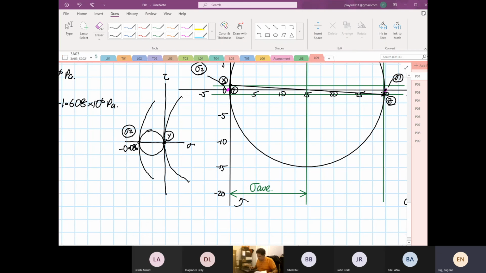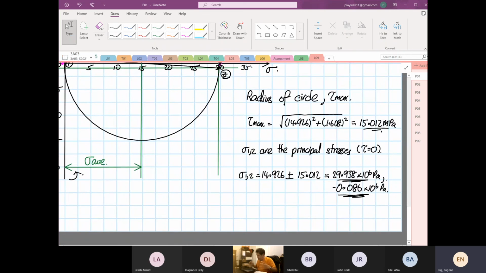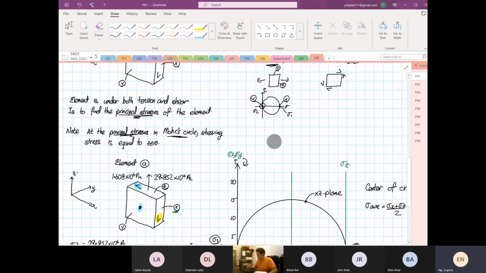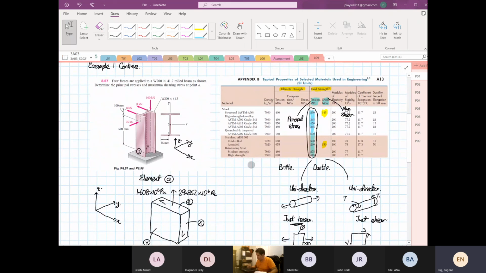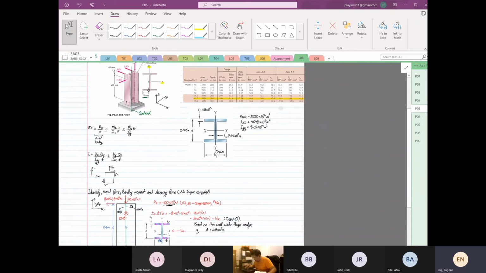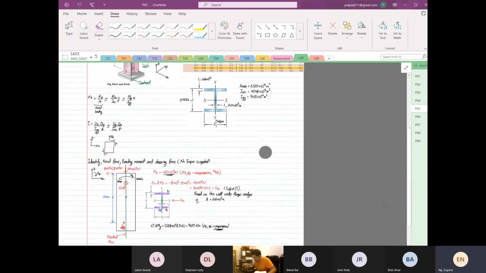This is how you select, as an engineer, which you all will be, to select material for your design. So it's quite lengthy. It's very procedure based. Remember what we did last week? We have to break everything down to know what is a normal stress.